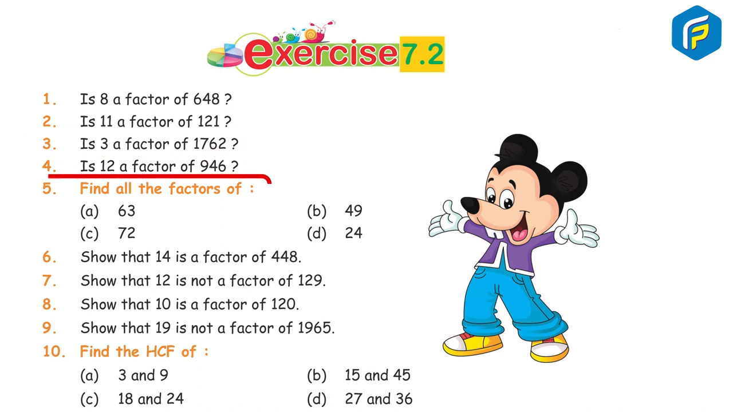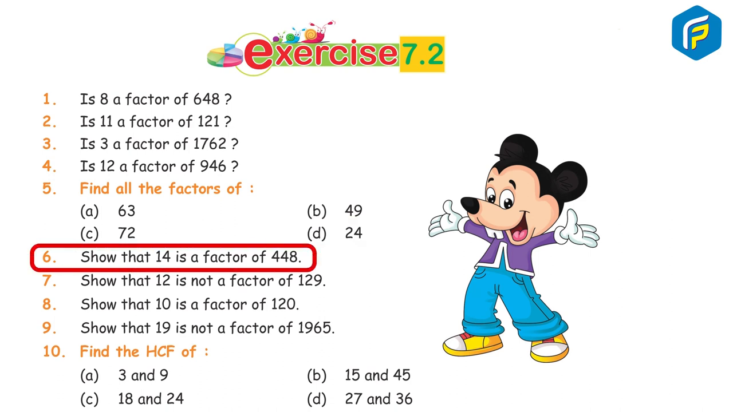Question 5. Find all the factors of A. 63. 1, 3, 7, 9, 21, 63. B. 49. 1, 7, 49. C. 72. 1, 2, 3, 4, 6, 8, 9, 12, 18, 24, 36, 72. D. 24. 1, 2, 3, 4, 6, 8, 12, 24.